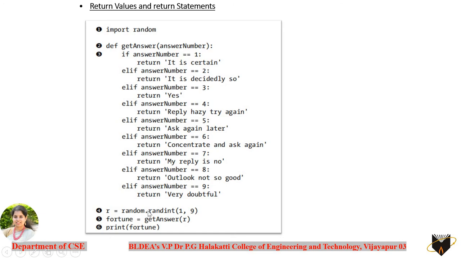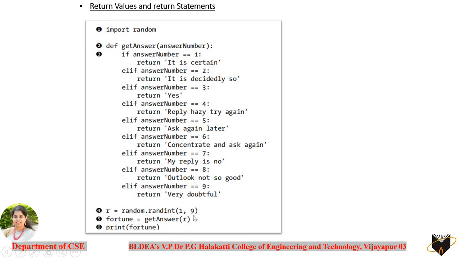r is equal to random dot randint of 1 comma 9. So here you are calling that function with that one variable. Why? Because it is returning something, so you require one variable where you can store whatever value has been returned by this function. You can see r is equal to random dot randint of 1 comma 9. That means this particular line is going to generate a random number between 1 and 9.